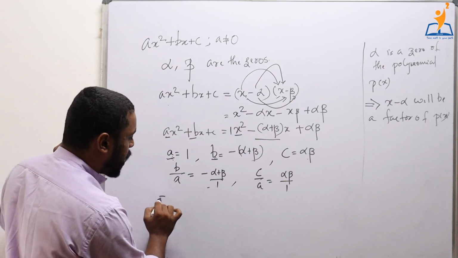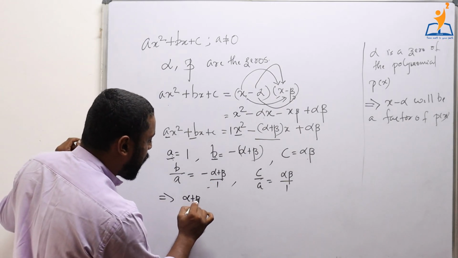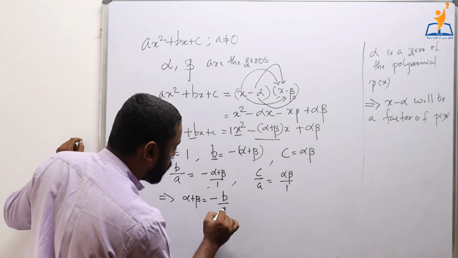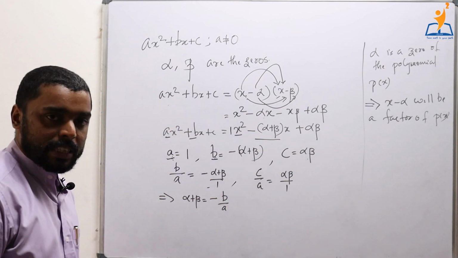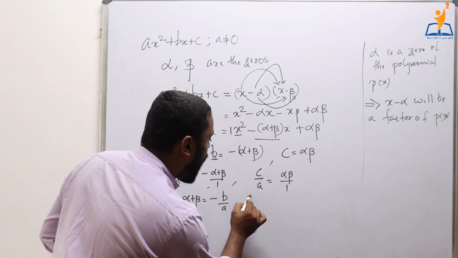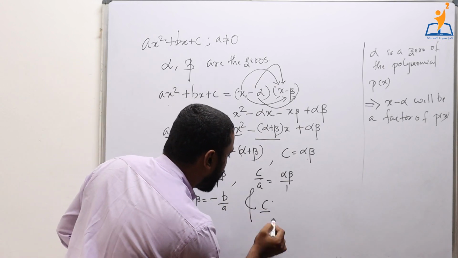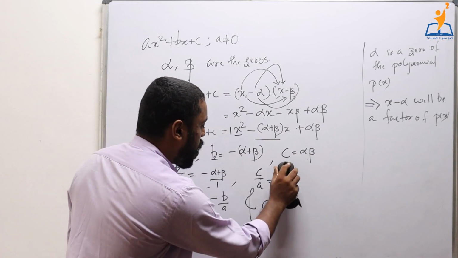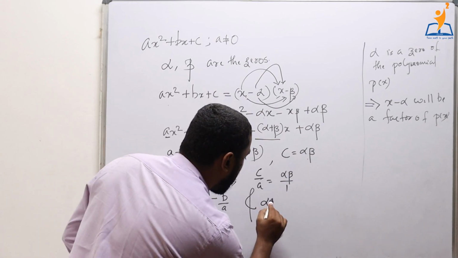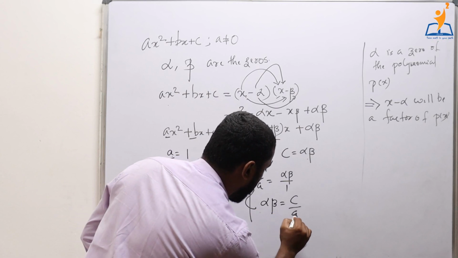Hence, from this we have alpha plus beta is equal to minus b by a. We multiplied both sides with minus 1 to get alpha plus beta equal to minus b by a. And c by a equal to alpha beta, or we can write it as alpha beta is equal to c by a.